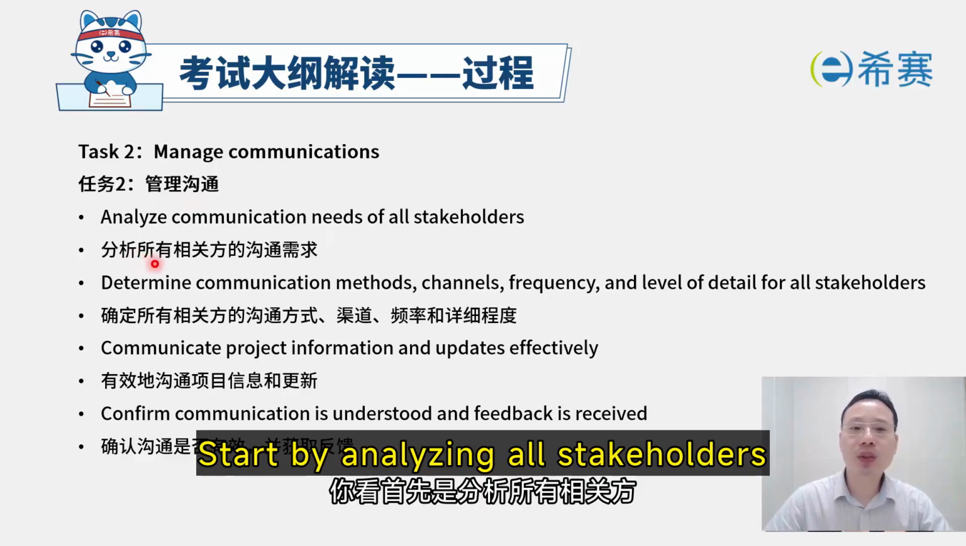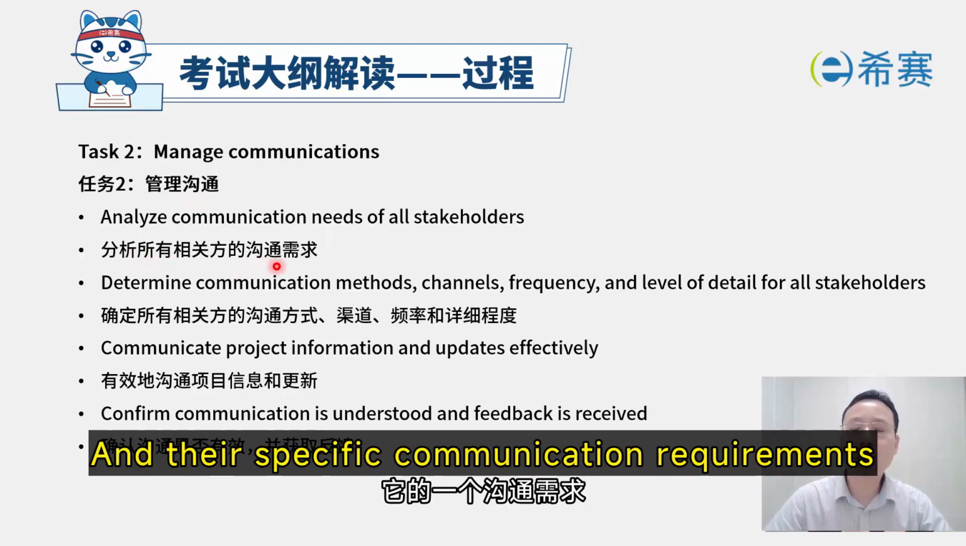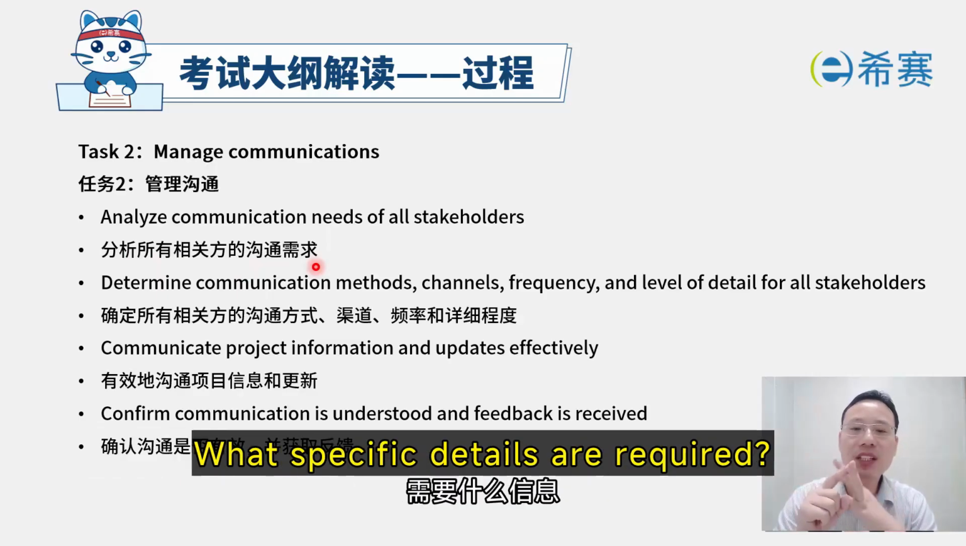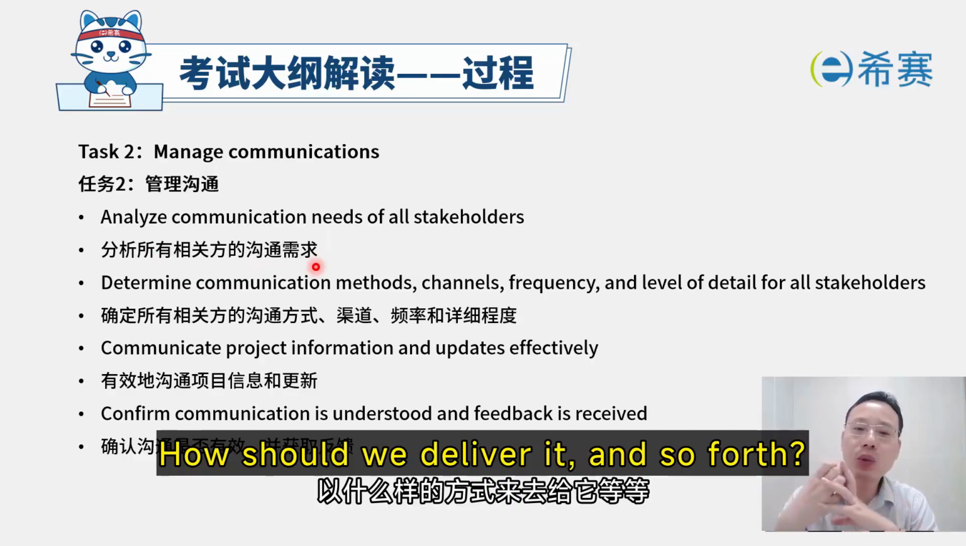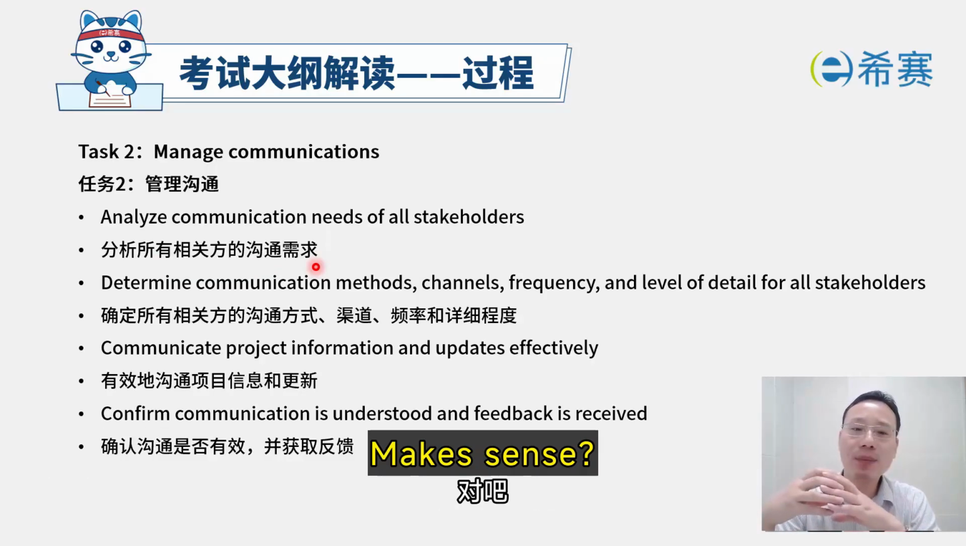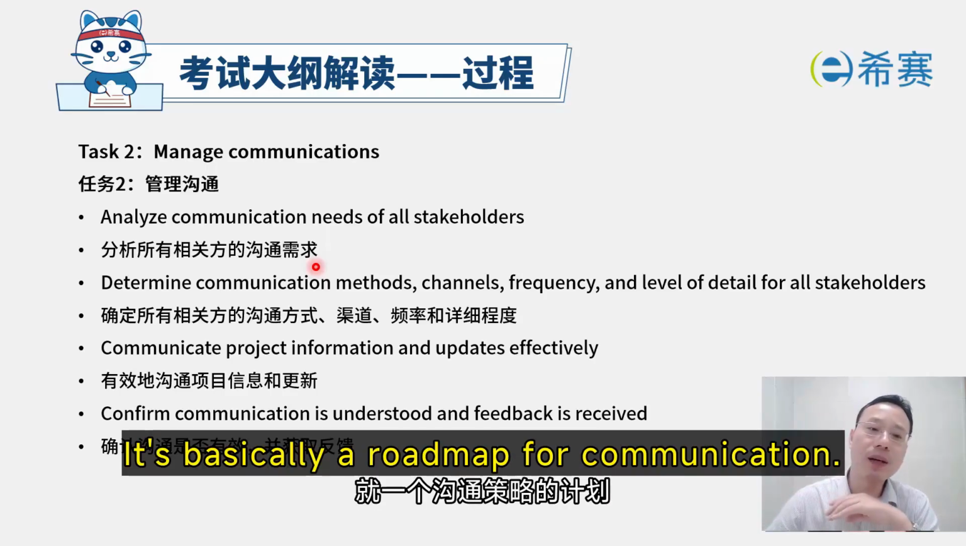Start by analyzing all stakeholders and their specific communication requirements. When do they require the information? What specific details are required? How should we deliver it? And so forth. After identifying these communication needs, we can develop a communication management plan. Makes sense. It's basically a roadmap for communication.